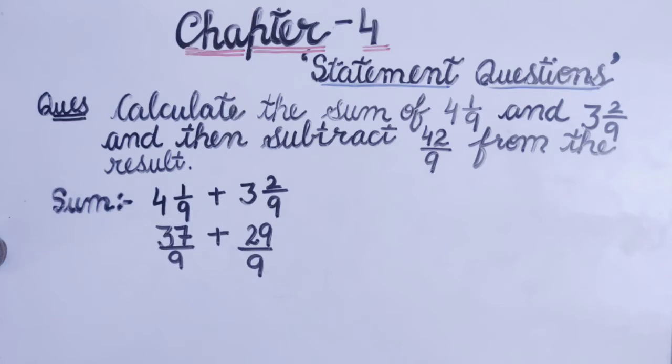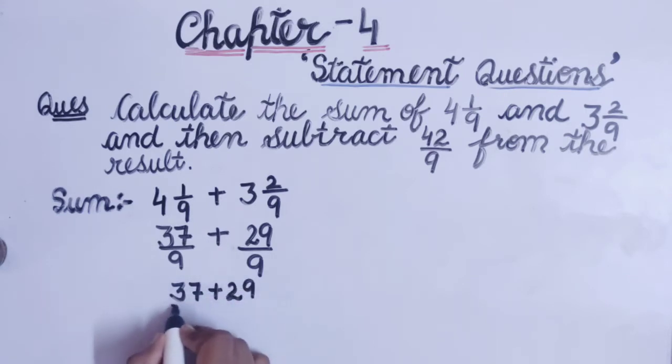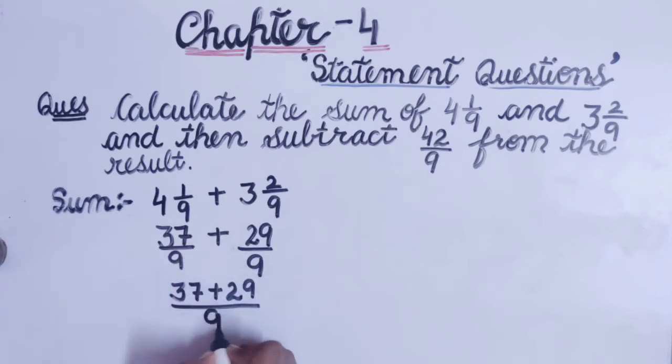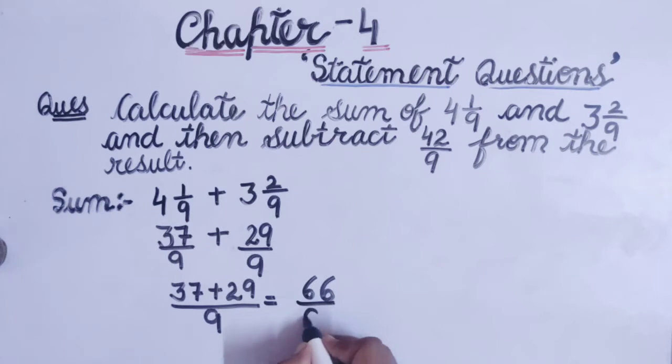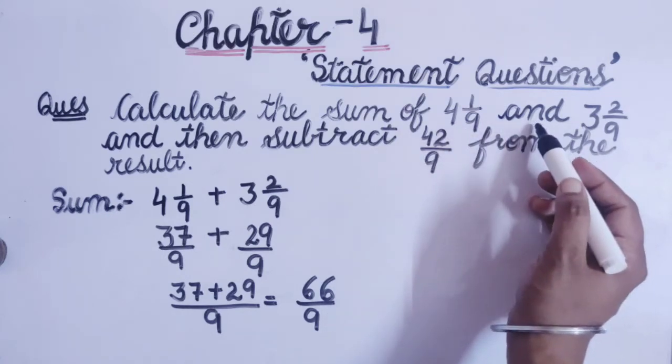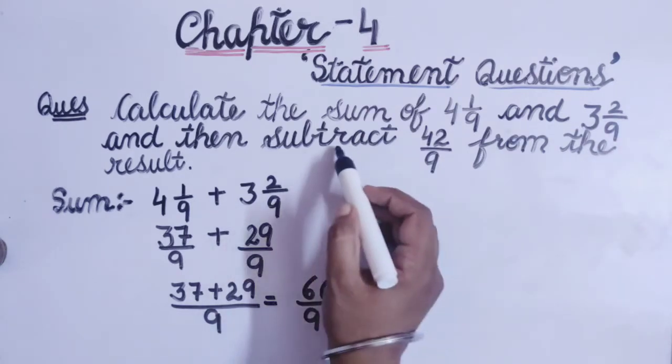Now students, we can see denominators are same. If denominators are same, we can add the numerators directly. 37 plus 29 and the denominator is 9 only. Yes students, after adding what we will get? We will get 66 by 9. Yes, this is the answer which we get after doing the sum of 4 1 by 9 and 3 2 by 9. Now students, the further question is saying subtract.